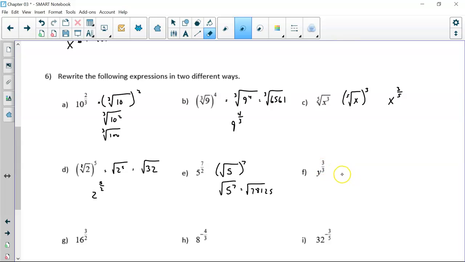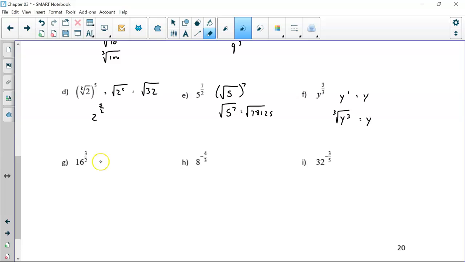Now, 3 divided by 3 is 1. So you could write it as y to the 1st, which is just y, or the cube root of y cubed. And when you cube a cube root, you're just going to get y as well.